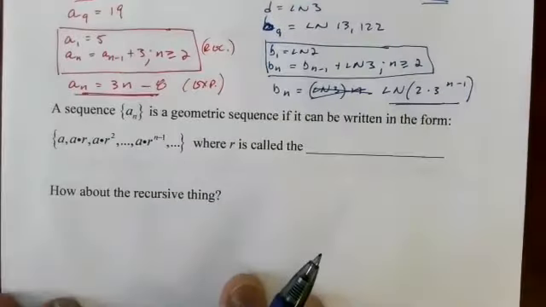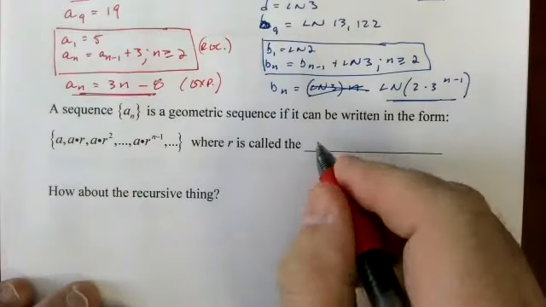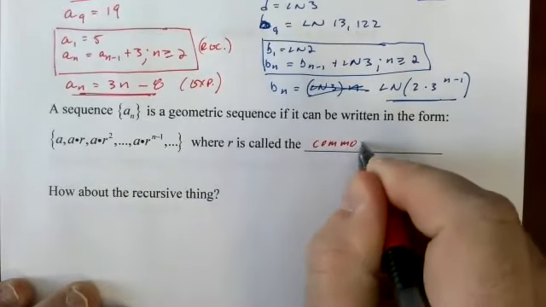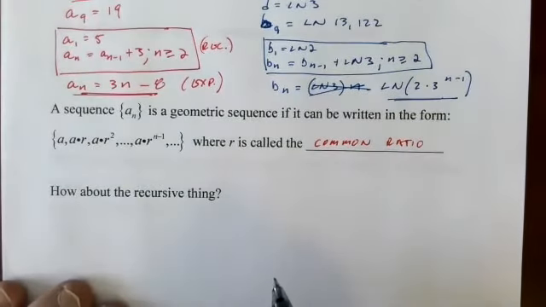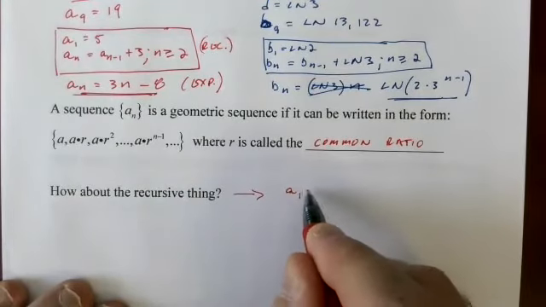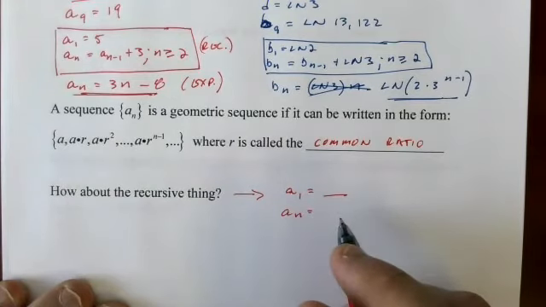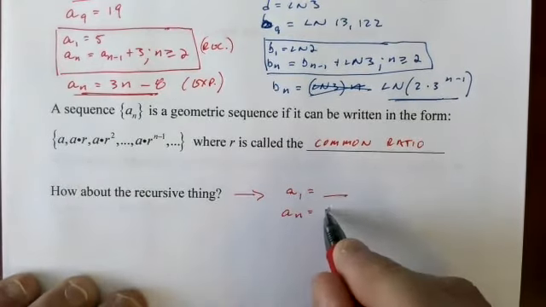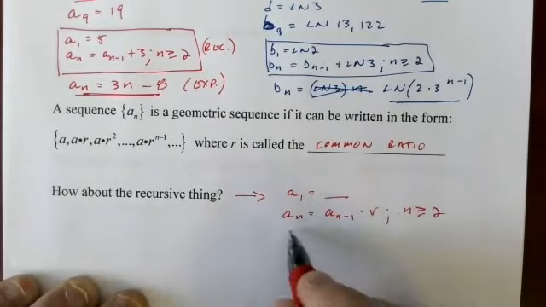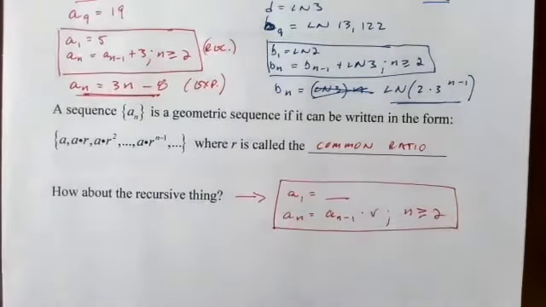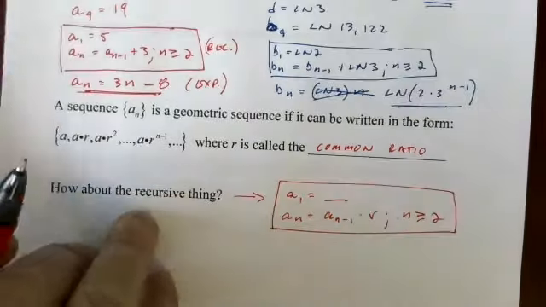All right, geometric sequence, written in the form like that, where r is called the common ratio. Well, how do we write things recursively? Pretty much the same. A one equals some value, and a n equals that first value, a of n, the previous value, times r, as long as n is greater than or equal to two. All right, onwards.